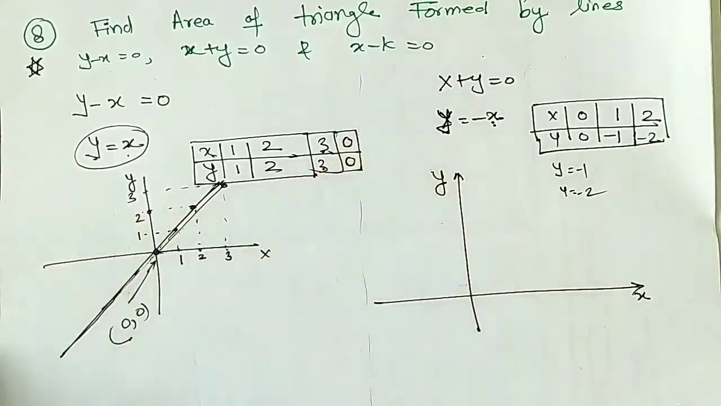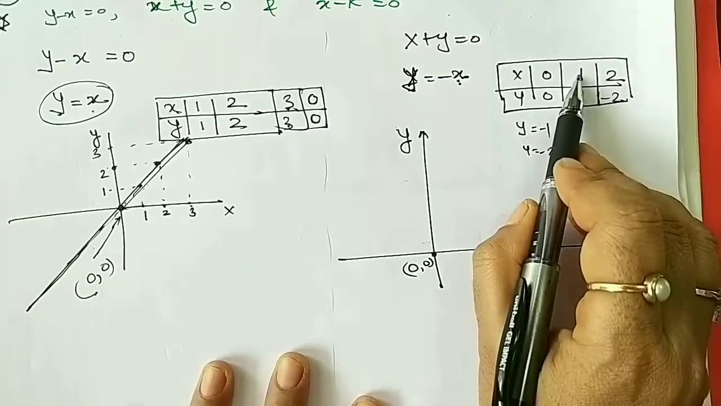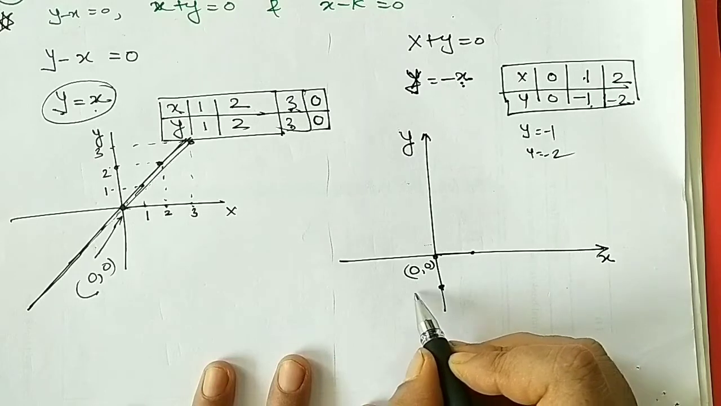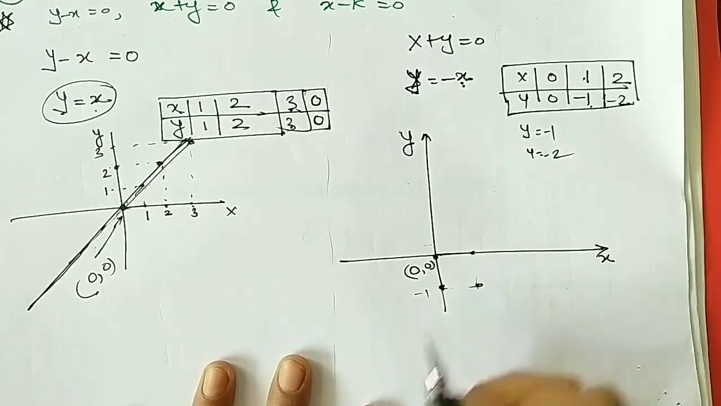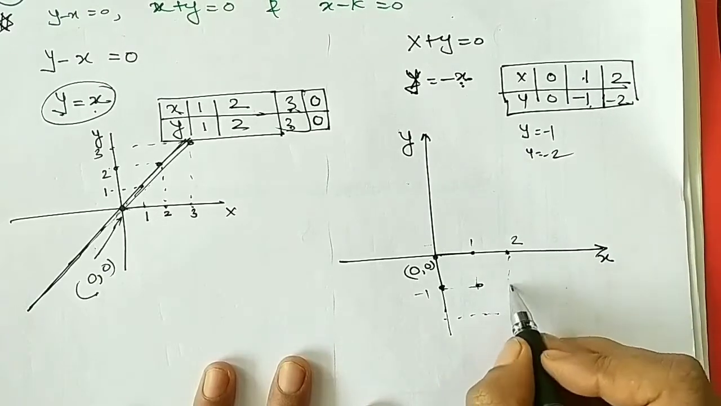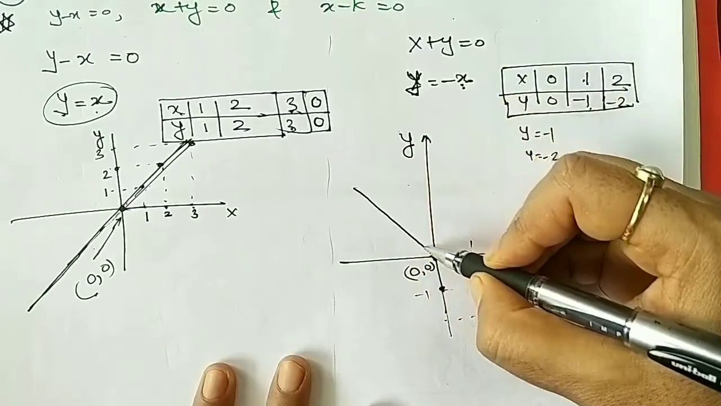So I got 3 points. So let me sketch it. The first point is 0 comma 0. Next is 1, minus 1. It means x is 1 but y is minus 1 here down. So your point is this. Next is x is 2 here and y is minus 2 somewhere here. So you are getting these points and your line is this type.